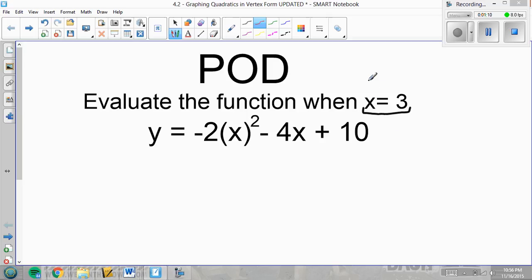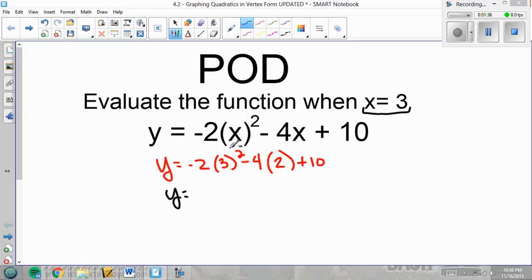Okay, when they ask you to evaluate, you're just substituting x equals 3 into your equation anywhere that you have an x. Just like we were doing before. You know, x, you plug it in to get y. Okay, so you can either plug this whole thing in your calculator. Okay, we're going to do it without.